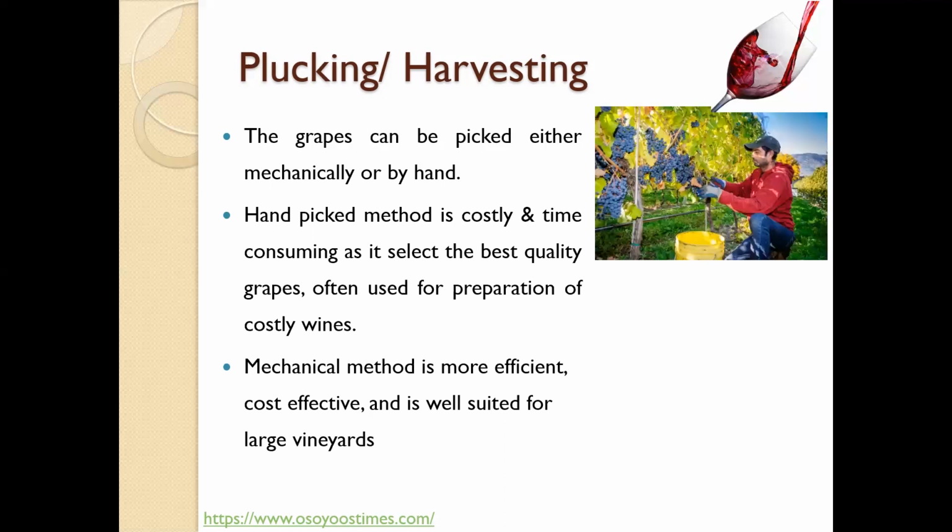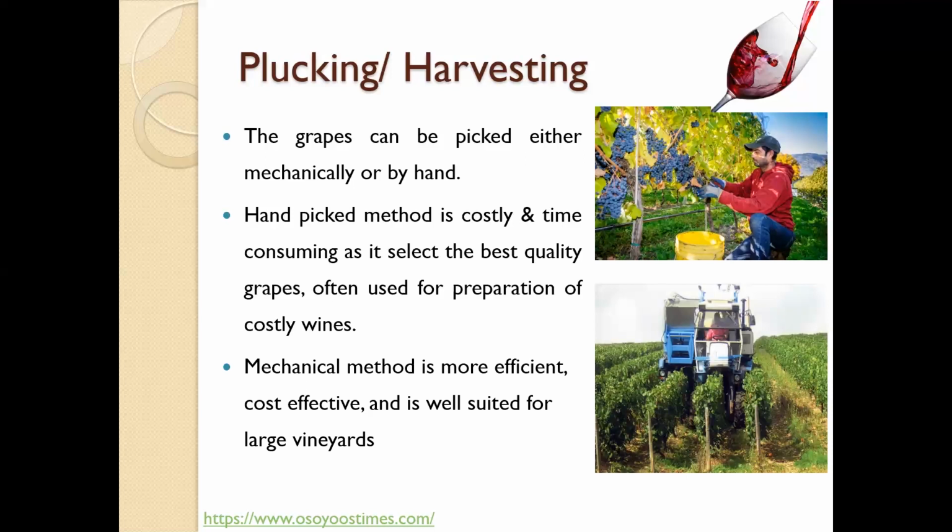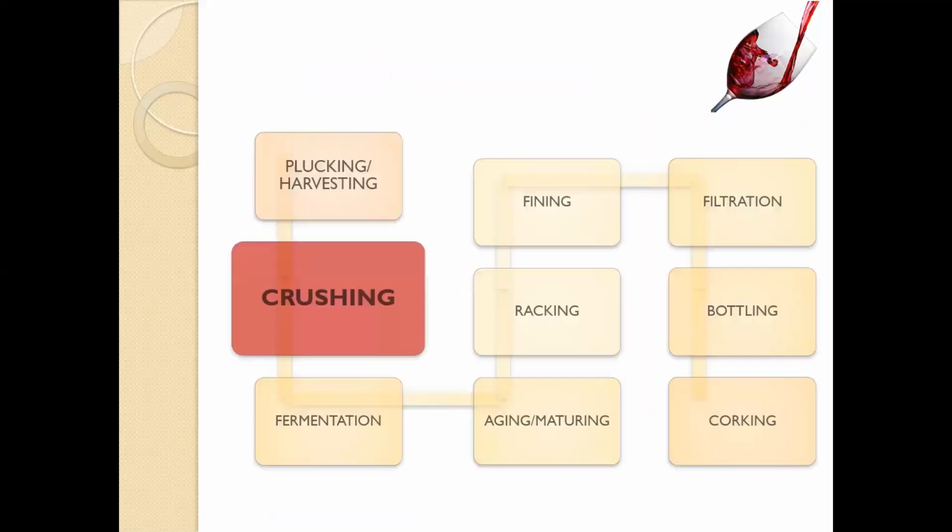The first image on the right you can see is the hand-picked grapes. The plucking is done by hand, whereas the next is the equipment that is used for the mechanical process of harvesting. After harvesting, the next part is crushing.